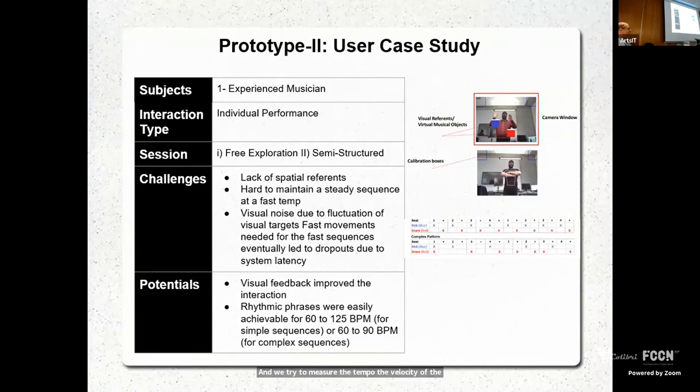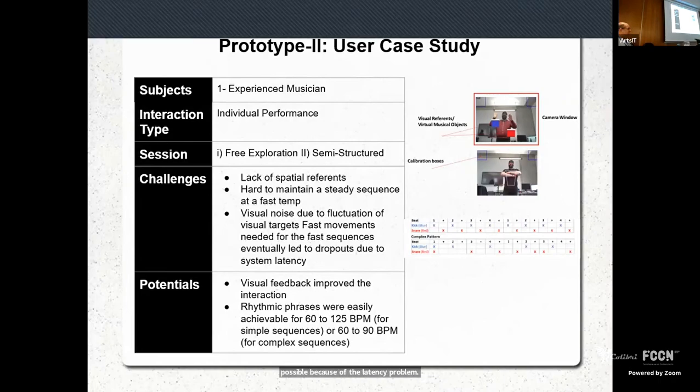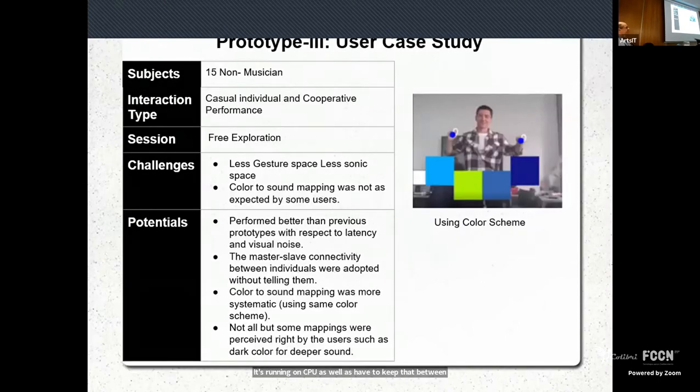So we figured out that a tempo of 60 to 125 was achievable. Beyond that, it was not possible because of the latency problem, the processing time for the deep learning network, because it's running on CPU, as well as the haptic feedback between the camera and the player.